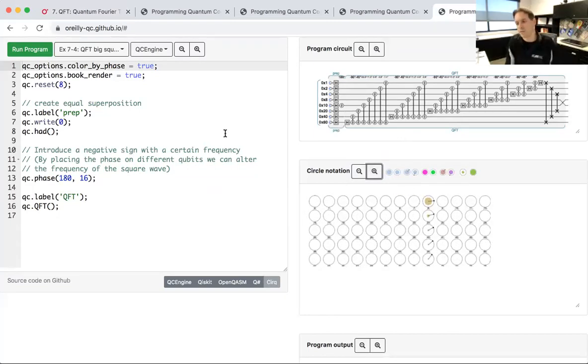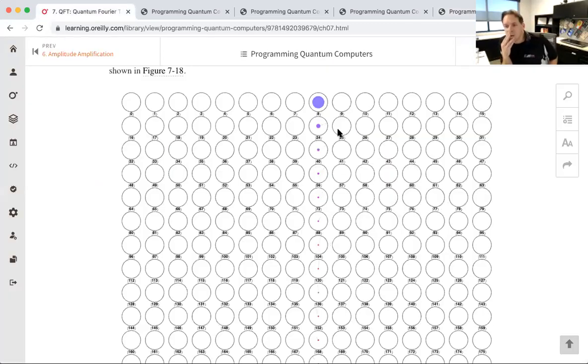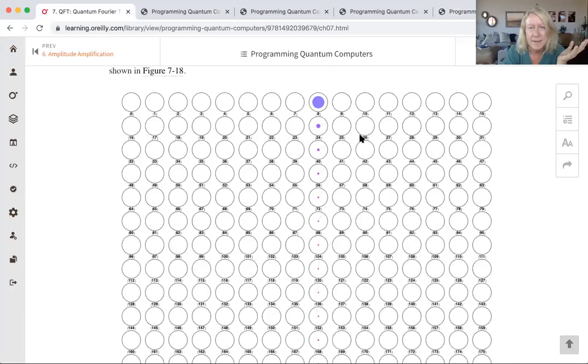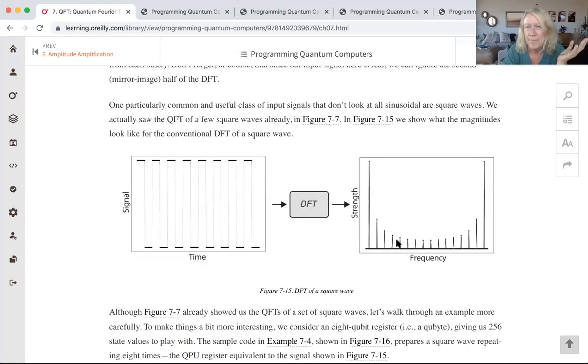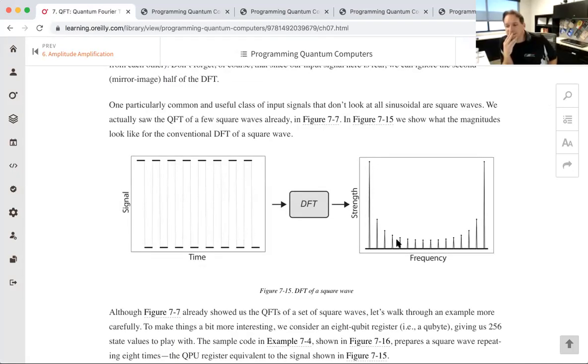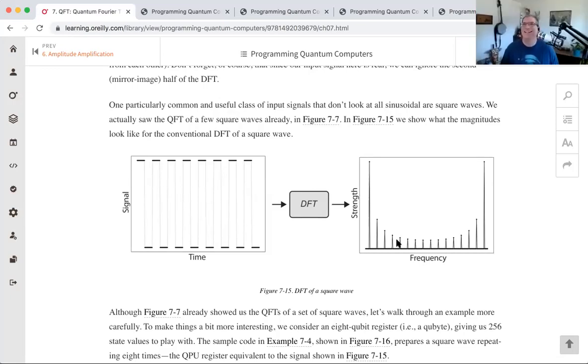Yeah, the book does a better job. Basically you want to look at the book. So basically this is that, yes, on its side. Yeah, yep, yep. I can see that. And I can see the square wave.